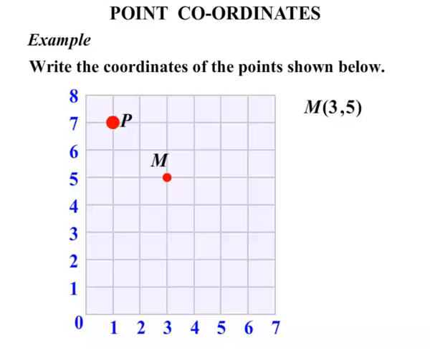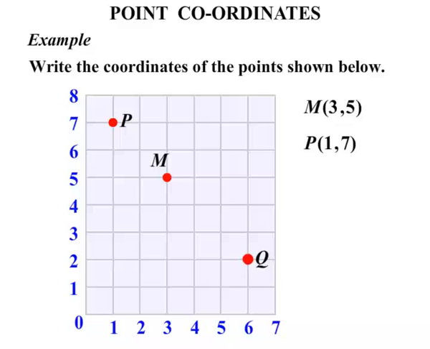Now the point P, alright, so let's write P and then brackets. Now the first thing we do, we look at see what does it line up with down the bottom. It lines up with the number 1. So we put 1 there, and then a comma, and then across to the side it lines up with 7. So we put 7 there. So the coordinates of P there are 1, 7.